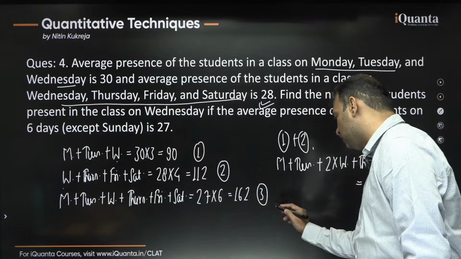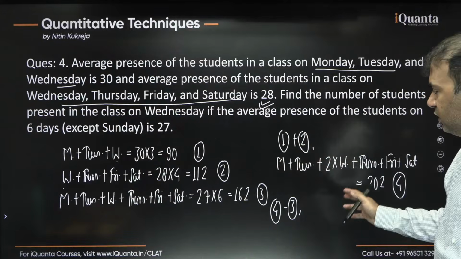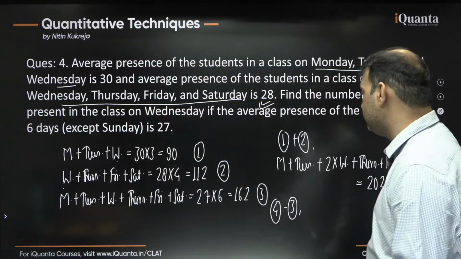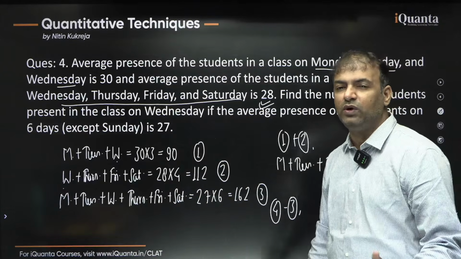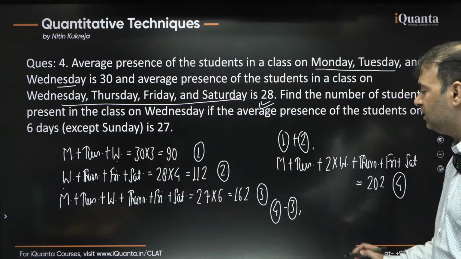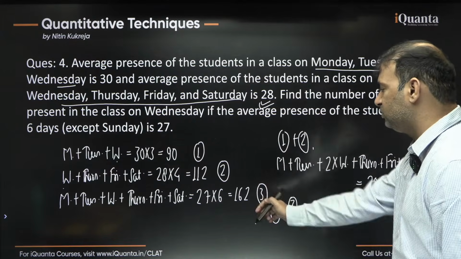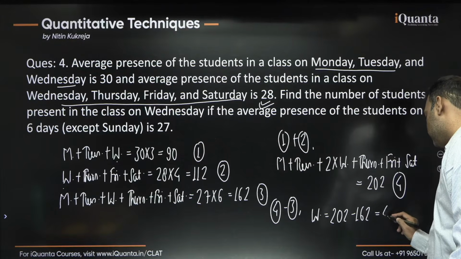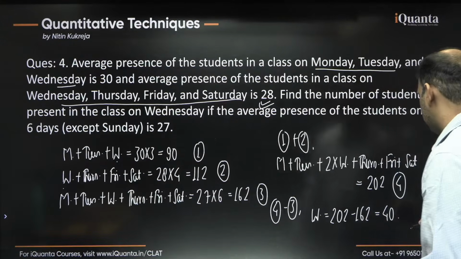Now let us subtract equation 3 from equation number 4. Now you see that only one Wednesday will be left, right? And all the other terms will be cancelled, guys. Monday will be cancelled. Tuesday will be cancelled. Twice Wednesday minus Wednesday, only one Wednesday will be left. Thursday cancels, Friday cancels, and Saturday also cancels. So on the left side we have only Wednesday, and the right hand side is what? 202 minus 162. What should it be? 202 minus 162 has to be 40, right? So we can say the presence on Wednesday of the students is 40, and that should be the final answer.